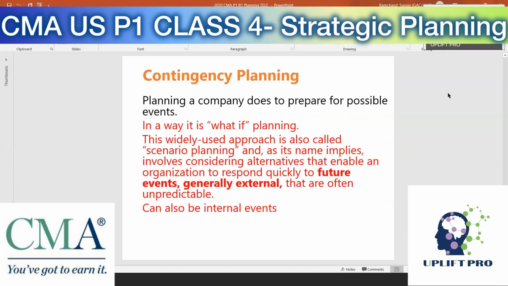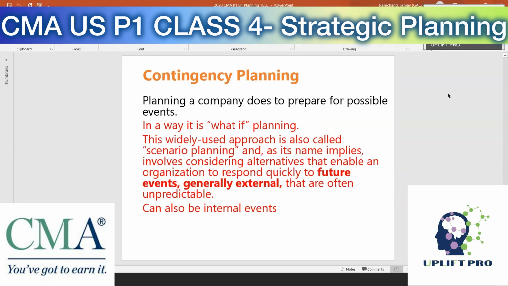Contingency planning. Planning a company does to prepare for possible events. In a way, it is a what if planning. So we have all heard of business continuity plans. So business continuity plans are nothing but contingency planning. This is widely used, also called scenario planning, and as its name implies, involves considering alternatives that enable an organization to respond quickly to future events, generally external, that are often unpredictable. But these events can also be internal, but usually it is external. So contingency planning is also called business continuity planning.